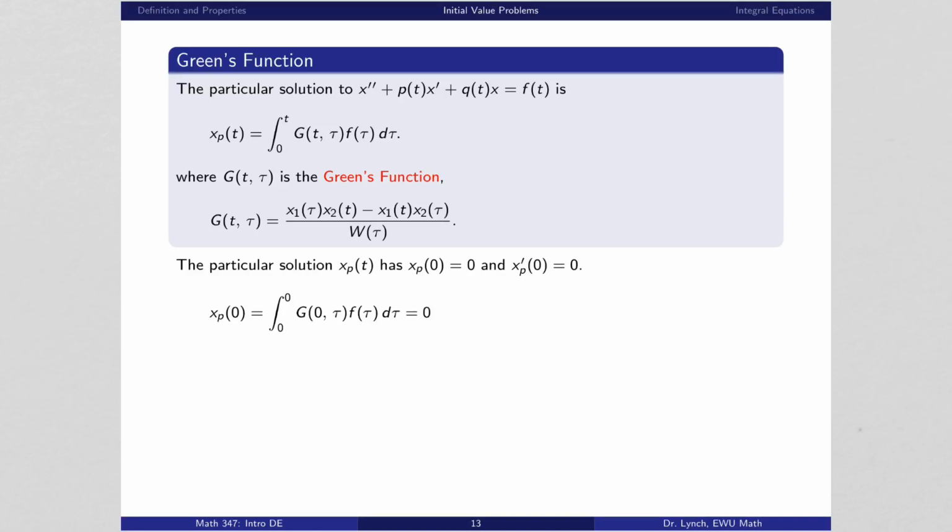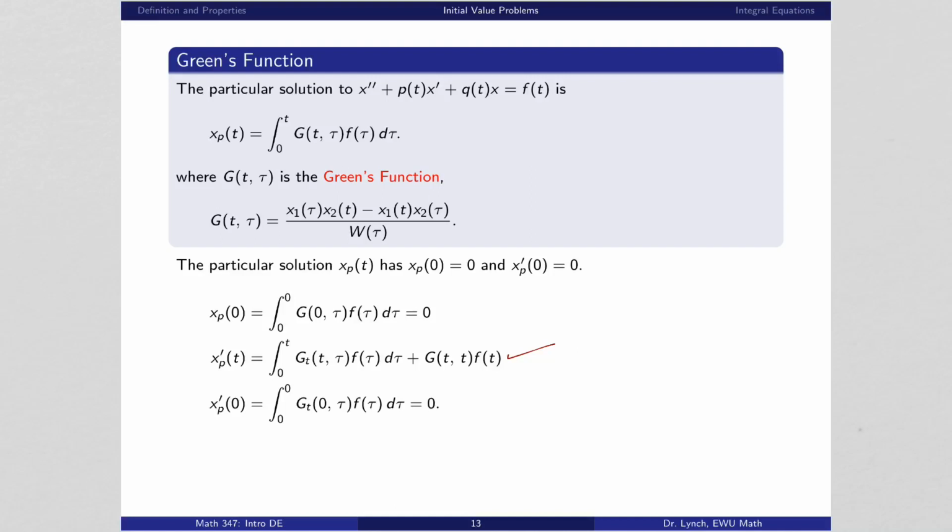that particular solution, the Green's function, x1 of tau, x2 of t, minus x1 of t, x2 of tau, over the Wronskian. Oh, by the way, that's the same Wronskian from before. It has 0 initial conditions. So it's quick to see that when you plug in 0 here, we end up with 0, right? So it satisfies x of 0 is 0. And it turns out that the derivative also has 0 when t is 0.